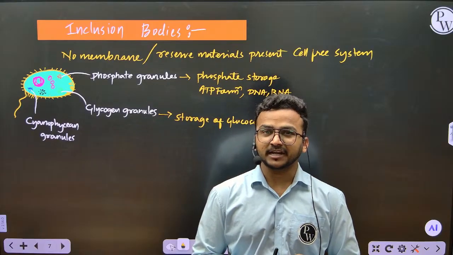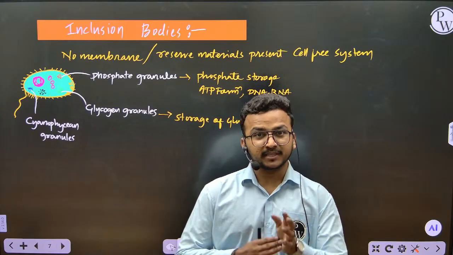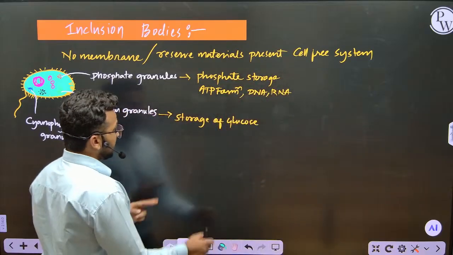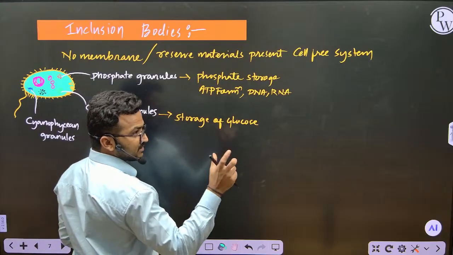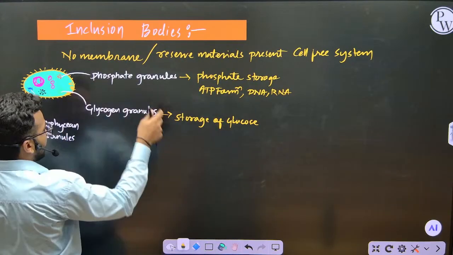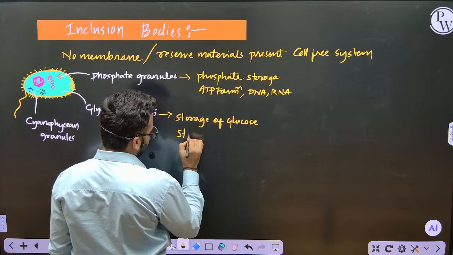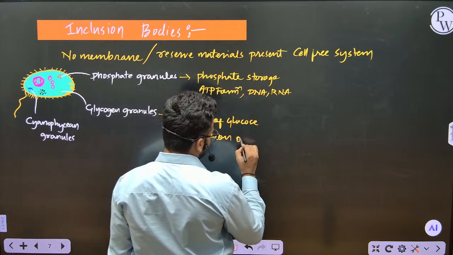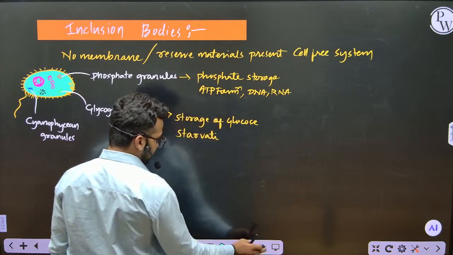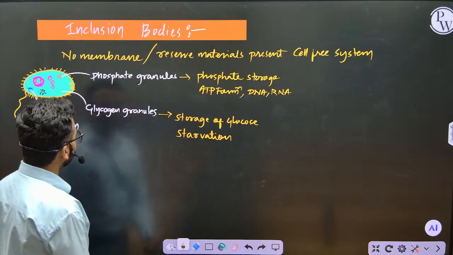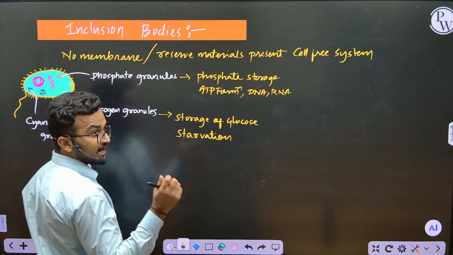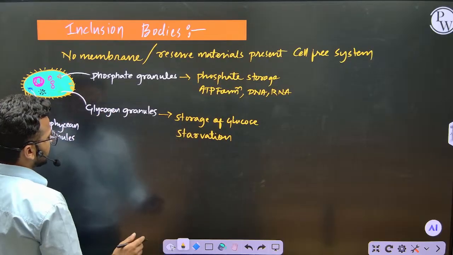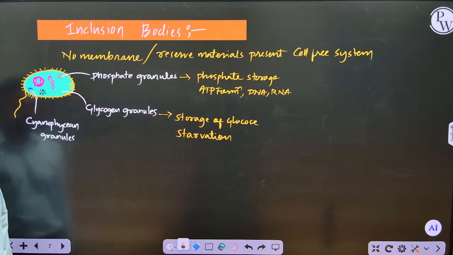So in such a case what happens? The bacteria don't have food, but they require energy now to survive there. So these glycogen granules, which are the storage of glucose present in the bacteria, will be used under the condition of starvation. When the bacterium is undergoing starvation, glycogen granules are used as food substances. That is nothing but the storage of glucose, which we call glycogen granules.